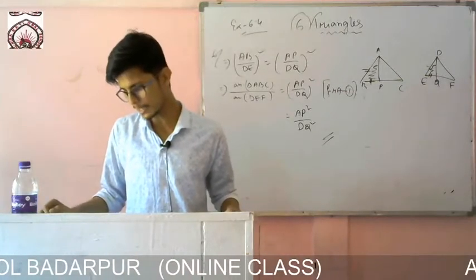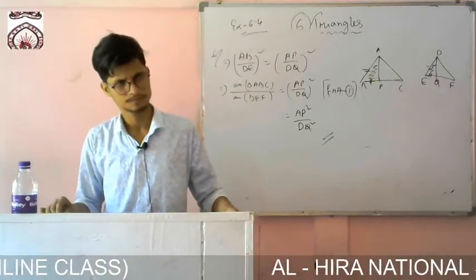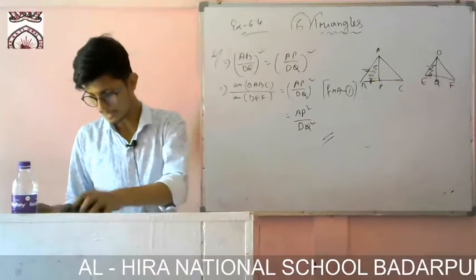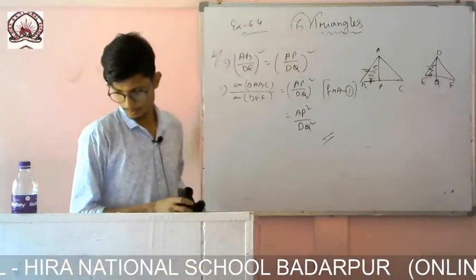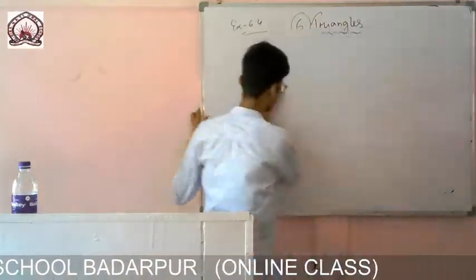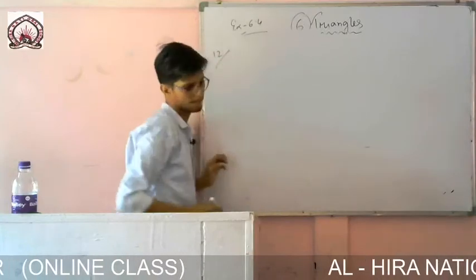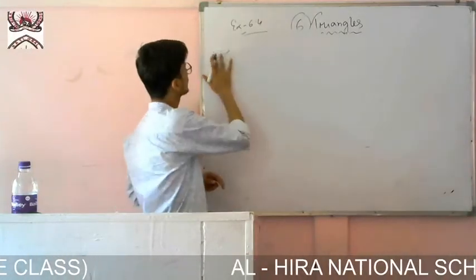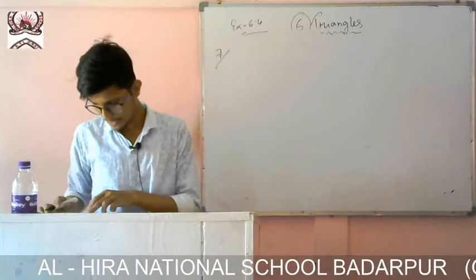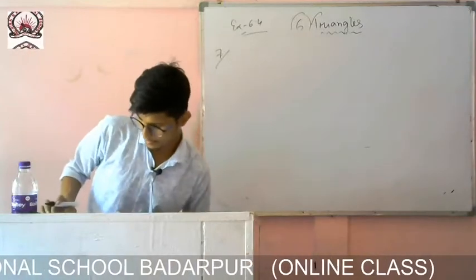Prove that the area of an equilateral triangle described on one side of a square is equal to half the area of the equilateral triangle described on one of its diagonals. Okay. Sorry, what have I written? Question number 7. Prove that the area of an equilateral triangle described on one side of a square is equal to half the area of the equilateral triangle described on its diagonal.